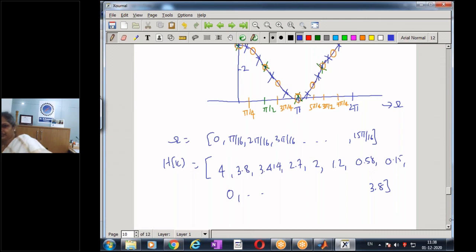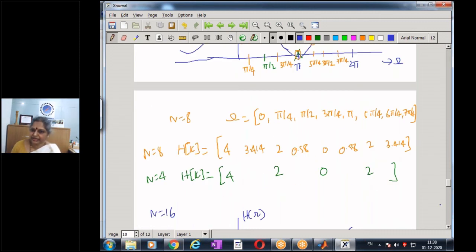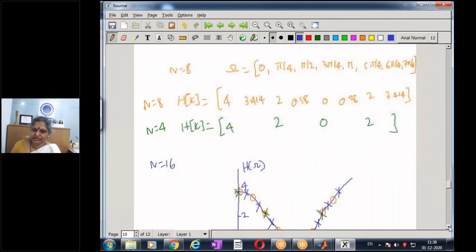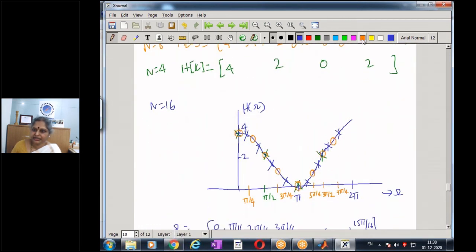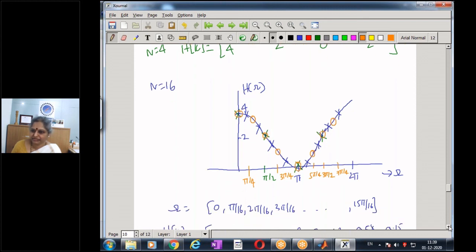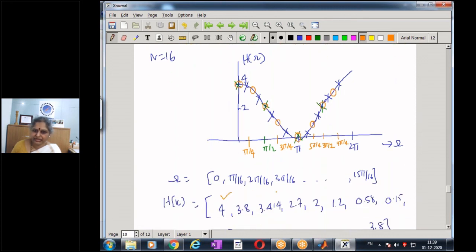So 16 values, and what we recognize is that for n equal to 8, I can extract the values corresponding to n equal to 8 by taking the alternate terms. So from the results of n equal to 16, I can get the result corresponding to n equal to 8.